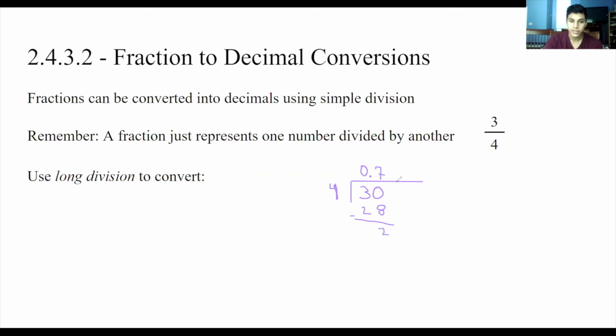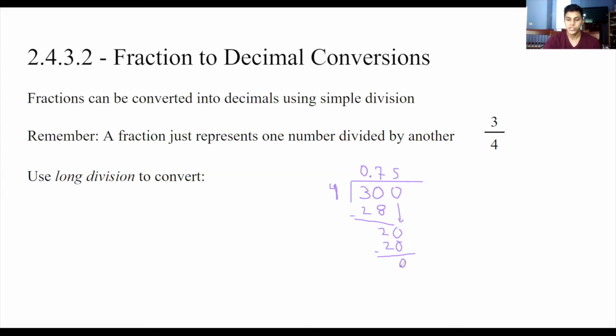Okay, well now I bring down the next number, but I actually don't have one. So what I have to do is add another 0 onto the end. So now I can bring down the 0, and that gives me 20. 4 goes into 20 5 different times. So 5 times 4 leaves me with 20. And if I subtract 20 minus 20, that gives me 0.